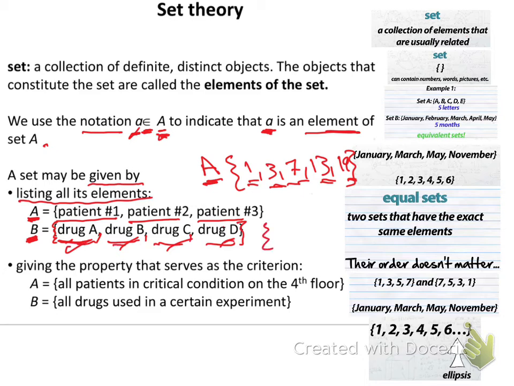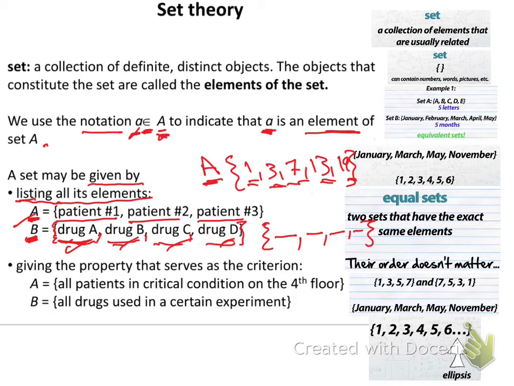Just open the bracket, list down the first element, comma, second element, comma, third element, comma, and close the bracket or the parentheses. Okay? So this is one way, by listing all the elements. There is another way, by just describing the property of the set.